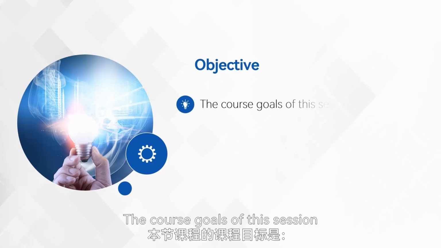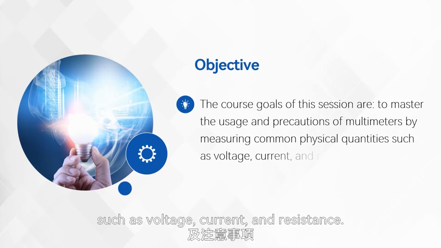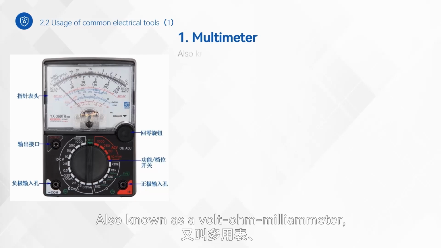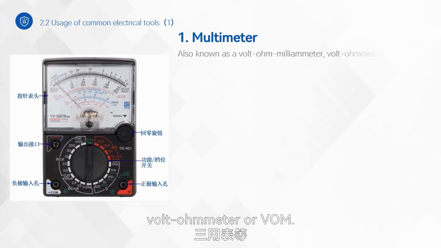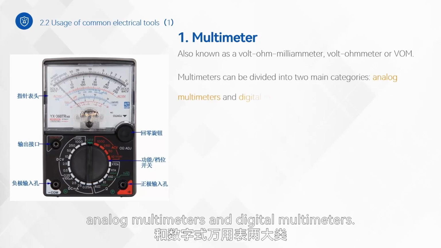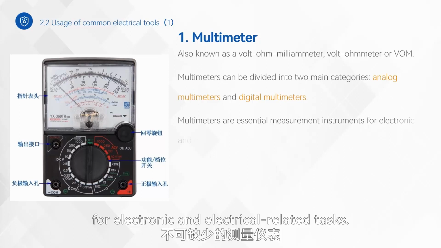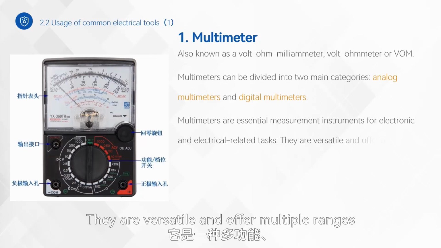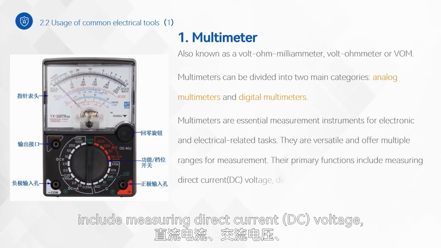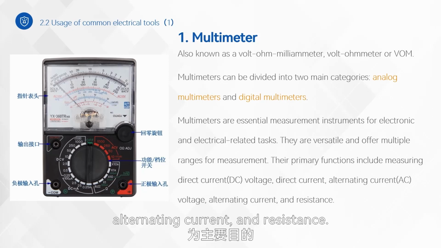The course goals of this session are to master the usage and precautions of multimeters by measuring common physical quantities such as voltage, current, and resistance. 1. Multimeter. Also known as a volt-milliammeter, voltmeter, or VOM. Multimeters can be divided into 2 main categories: analog multimeters and digital multimeters. Multimeters are essential measurement instruments for electronic and electrical-related tasks. They are versatile and offer multiple ranges for measurement. Their primary functions include measuring direct current voltage, direct current, alternating current voltage, alternating current, and resistance.